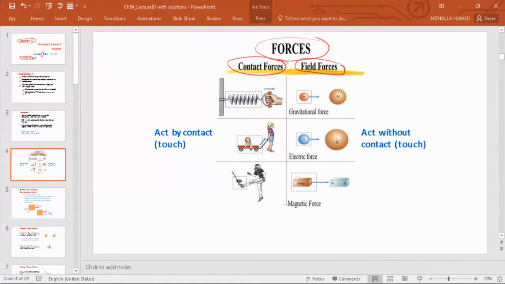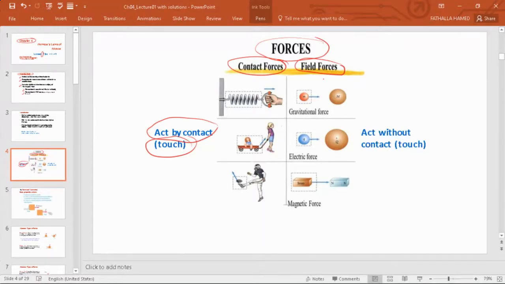So, for example, you see here a hand pulling on a spring. You see a mother pulling a child on a small cart. You see a player kicking a ball. And in all of these, there is a contact force. That means there is a touch, direct contact with the object.